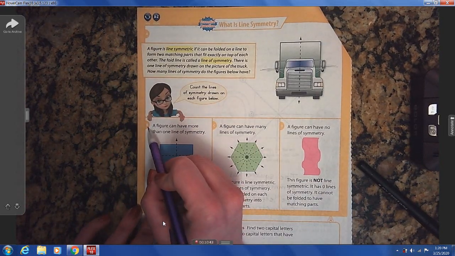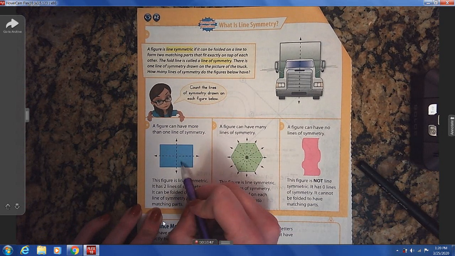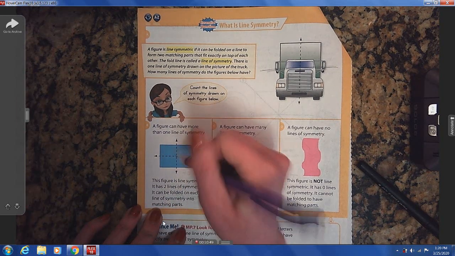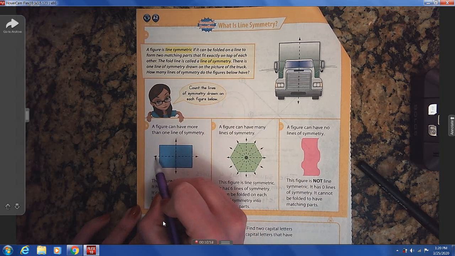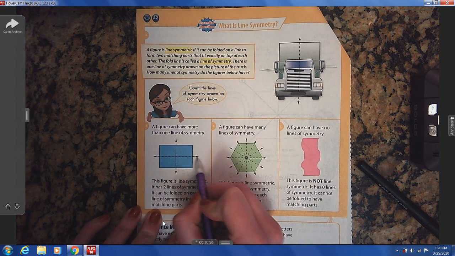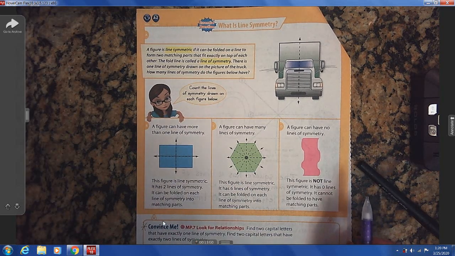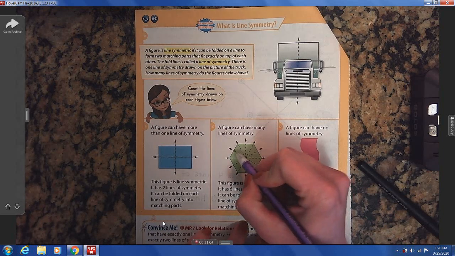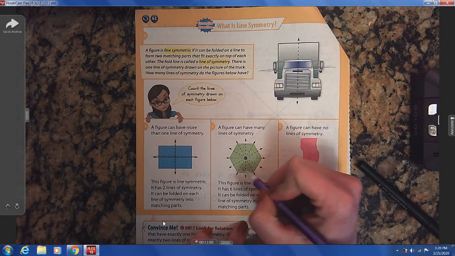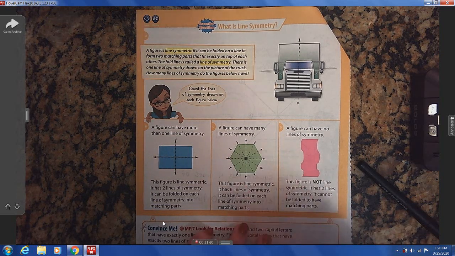In B down here, a figure can have more than one line of symmetry. So this shape would be a rectangle. We would be able to fold it on this line and fold it on that line, and both halves would look exactly the same. Some figures have a ton of lines of symmetry, like this figure here, which is a 1, 2, 3, 4, 5, 6-sided figure, so it's a hexagon. Look how many lines of symmetry.